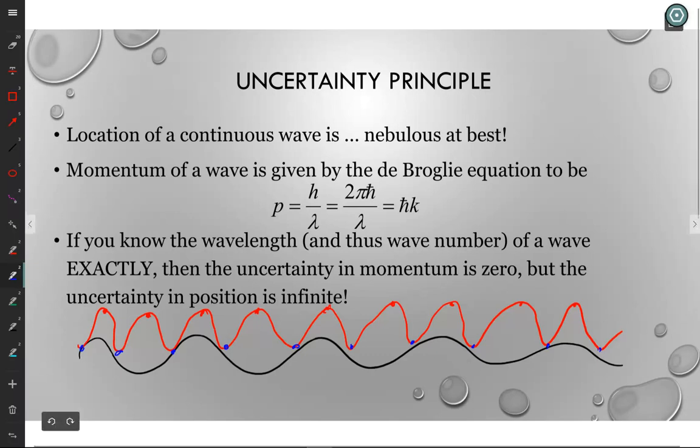So using the de Broglie equation, momentum is just Planck's constant divided by wavelength. So if you know exactly the wavelength, you have no uncertainty in that momentum. And so if you know exactly the wavelength, you know exactly what the momentum is, but you have no idea where the particle is. That's the hand-waving explanation.